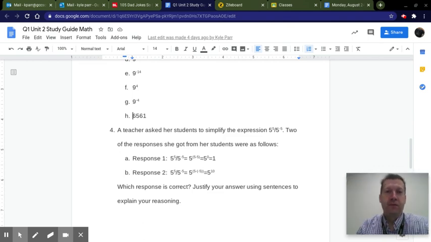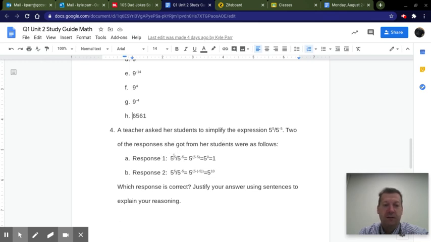All right, guys, we'll pick up for video 2 right here, and we're going to start on question 4. Good thing we've only got 5 questions, so this one won't take as long. It says, question 4, a teacher asked her students to simplify the expression 5 to the 5th over 5 to the negative 5th. 2 of the responses she got from her students were as follows.